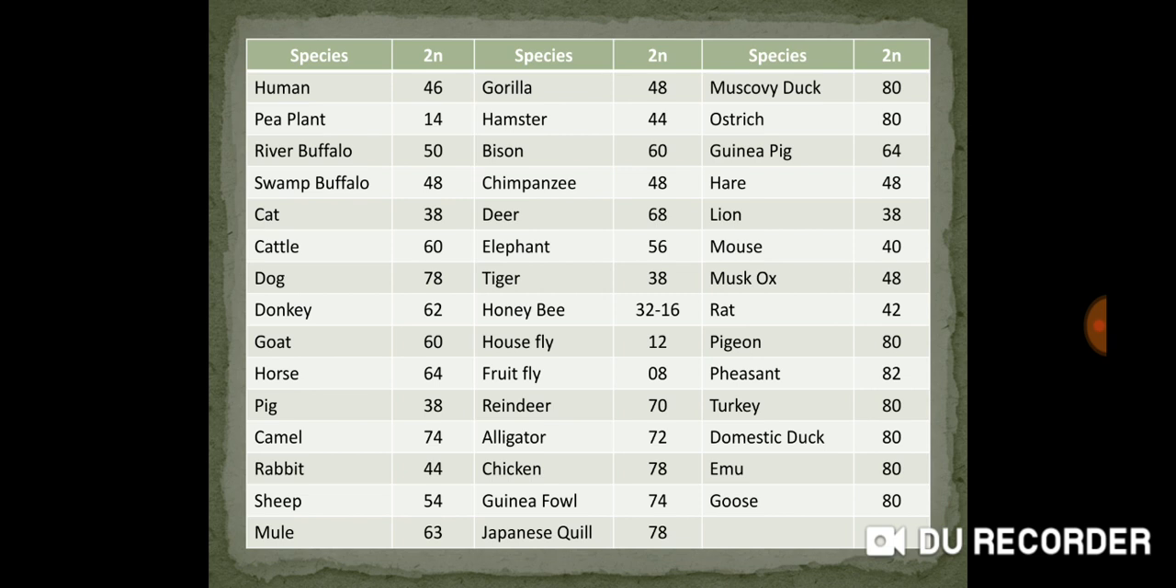Here are the numbers of chromosomes with the species in a diploid condition.